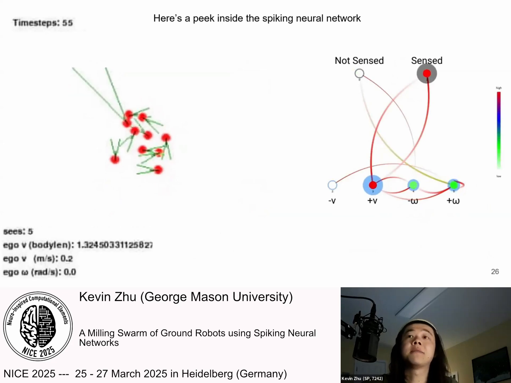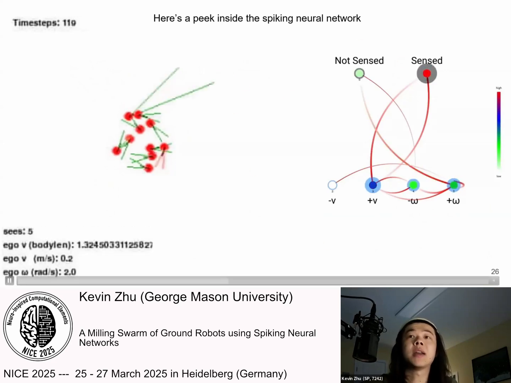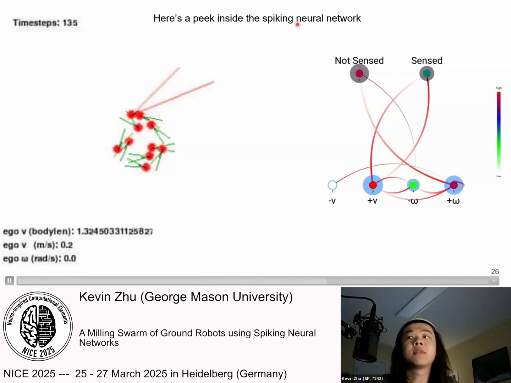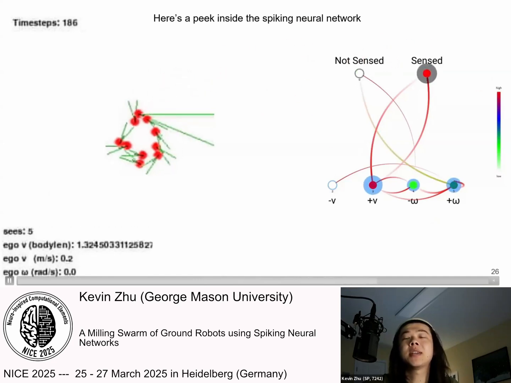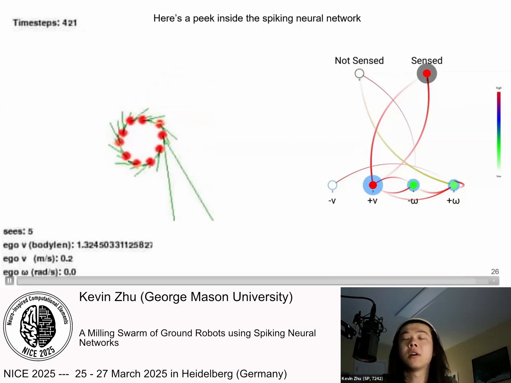And here is a live simulation along with a live visualization of the network. On the right side is a network for a single robot. At the top, we can see two input neurons, one for if something is sensed and one for if it doesn't sense anything. And we guarantee that one of those two neurons is always getting spikes.